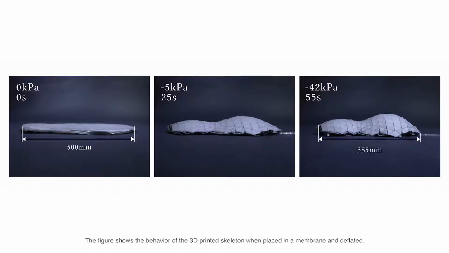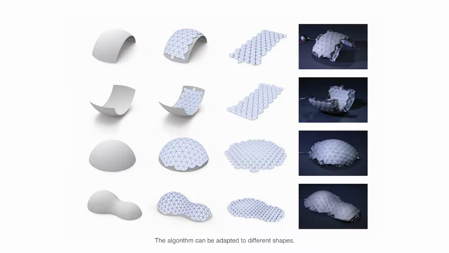The figure shows the behavior of the 3D printed skeleton when placed in a membrane and deflated. It is gradually deformed by removing air. At this time, the hardness of the shell also gradually becomes stronger. The algorithm can be adapted to different shapes.